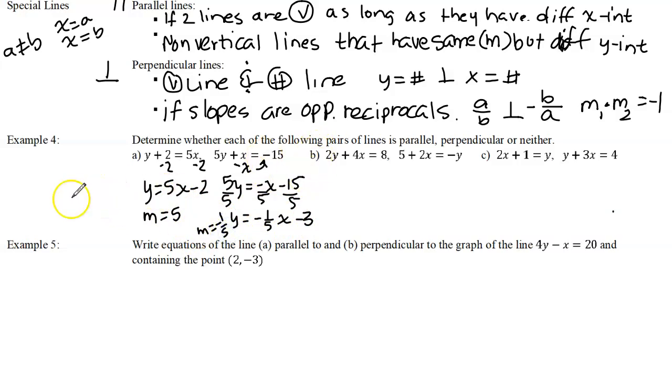So we could just test it really quick. All right, 5 times -1/5, what does that equal? It's -1. And so these two lines, we could say, are perpendicular. I'm just going to put a perpendicular symbol between them because their slopes are opposite reciprocals. So they are perpendicular. Okay, let's take a look at these next ones.